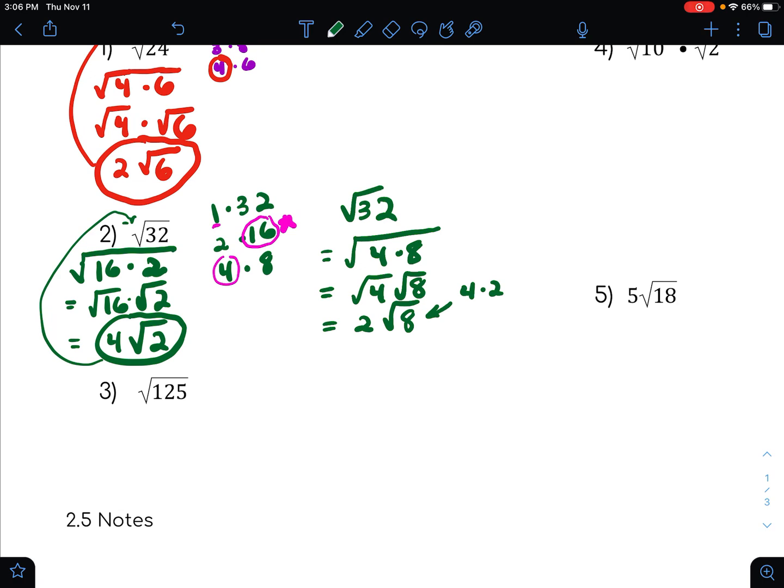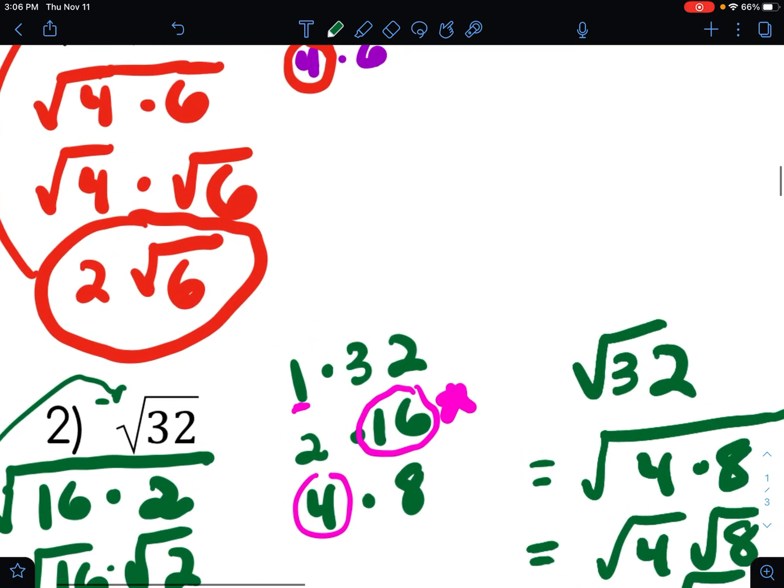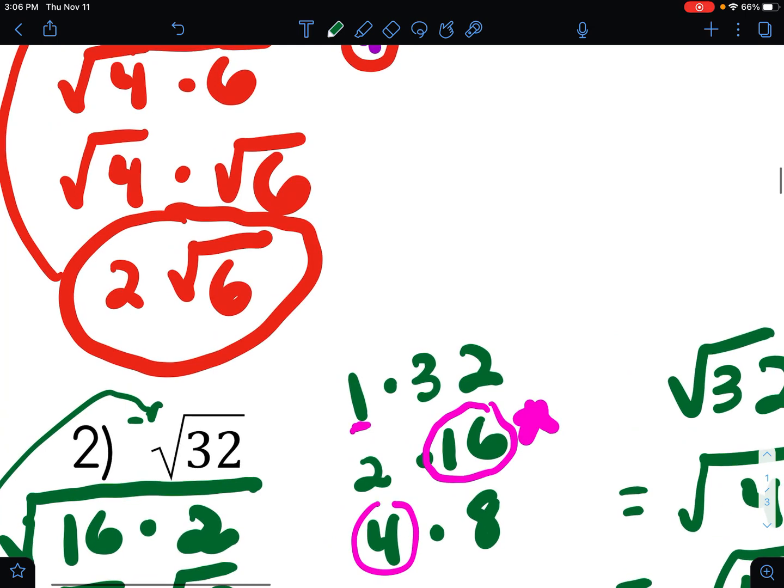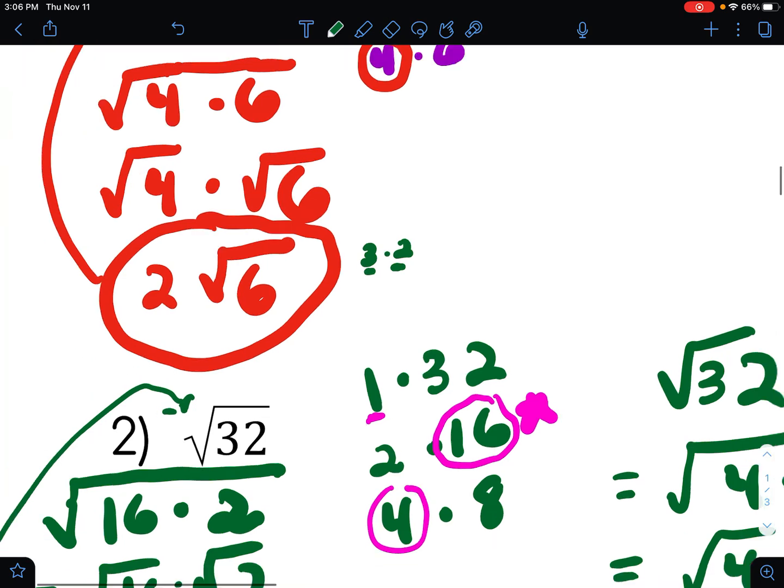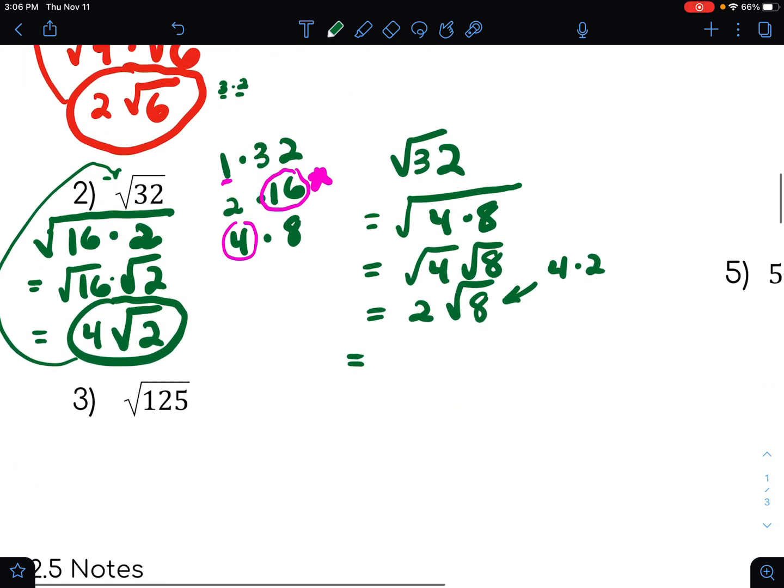still goes into 8. So you would have to keep going with that. Now notice back up here, when we stopped at 6, because although 6 has factors like 3 and 2, neither one of these is a perfect square. So that's as far as we can simplify it. However, with 8, one of the factors is still a perfect square.